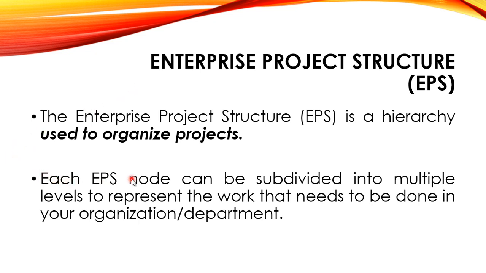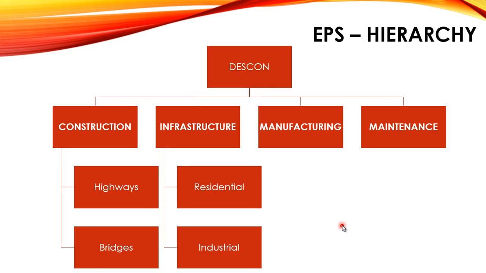Each EPS node can be subdivided into multiple levels to represent the work that needs to be done in your organization or department. So here is an example of EPS hierarchy. For example, in the Descon company, there are four departments: construction, infrastructure, manufacturing, maintenance. Under construction, there are two further departments: highways and bridges. And in infrastructure there are residential and industrial.